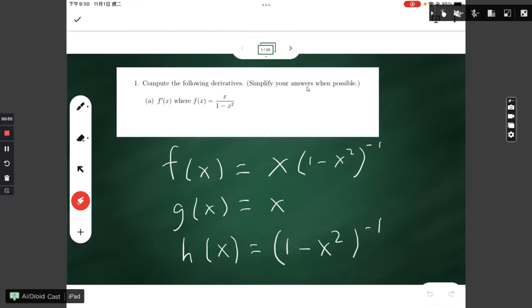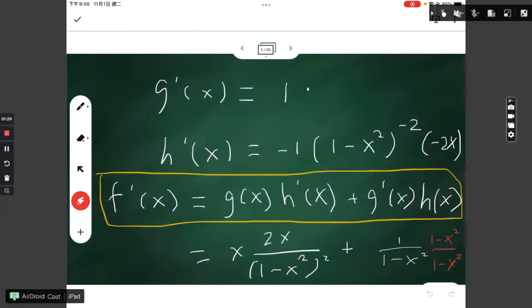So to apply the product rule, we are going to rewrite this into the product of two functions. So this is x times, now we can rewrite 1 over 1 minus x squared as (1 minus x squared) raised to a negative 1 power. So this is the product of two functions. Function g is x. Function h is this part right here.